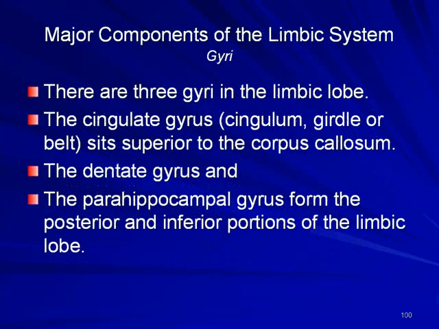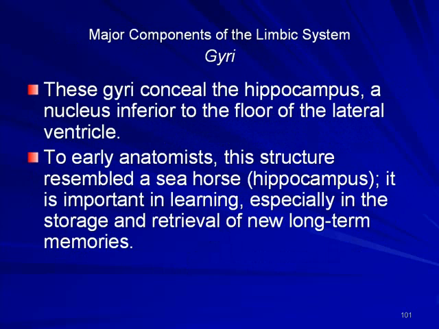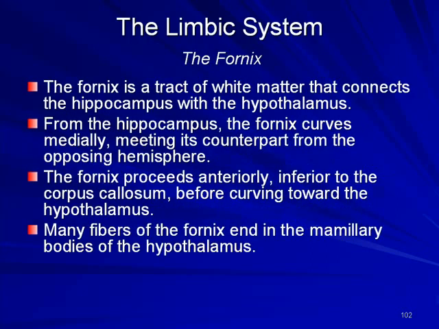Some components of the limbic system. Gyri, I didn't see anything on the exam that indicated they may ask this, but 3 gyri are there, just anatomical components of the limbic system. Then the hippocampus. Earlier anatomists had a name for it. They called it a hippocampus because it looked like a seahorse, so I guess that's where the name hippopotamus was derived from. The fornix, which is the third tract of the white matter, connects the hippocampus with the hypothalamus. The hippocampus and the fornix curve medially, meeting their counterpart in the opposing hemisphere.